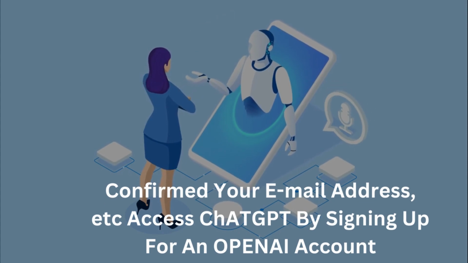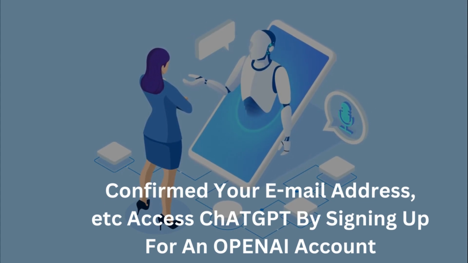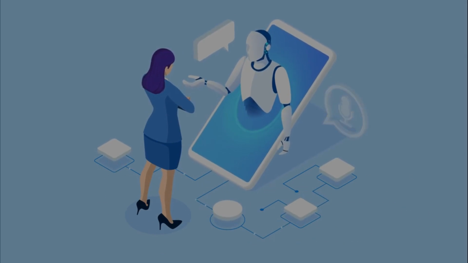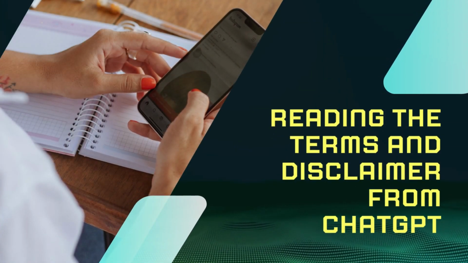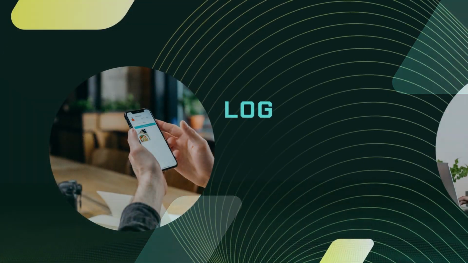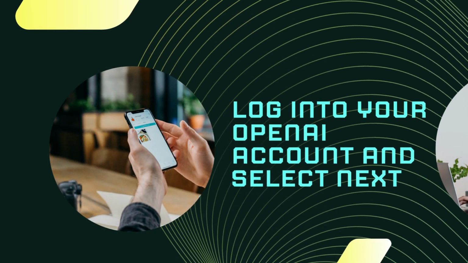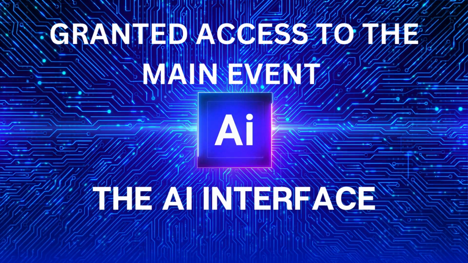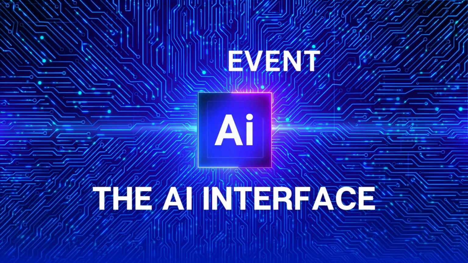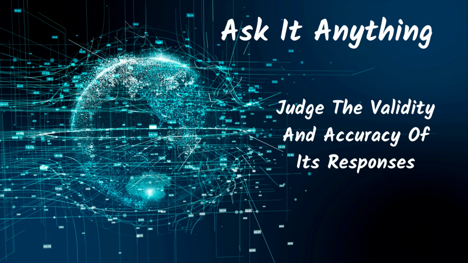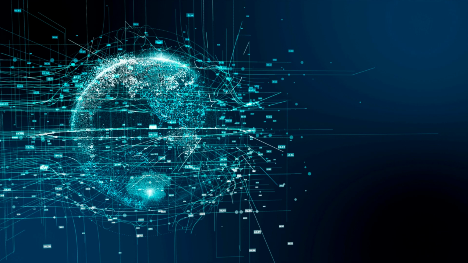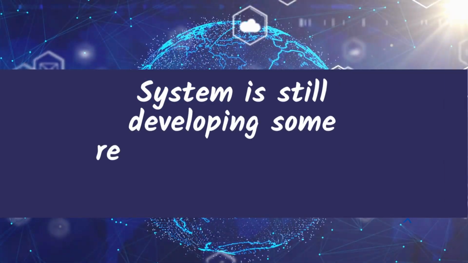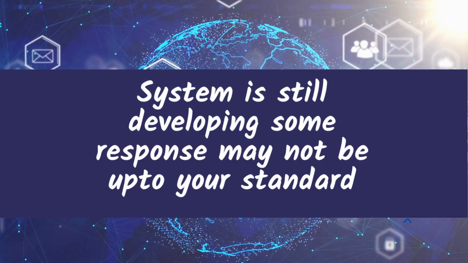You can access ChatGPT by signing up for an OpenAI account. After reading the terms and disclaimer from ChatGPT, log into your OpenAI account and select Next. And then you have guaranteed access to the main event, the AI interface. From here, ask it anything and judge the validity and accuracy of its responses. However, remember that the system is still developing, so some responses may not be up to your standard.